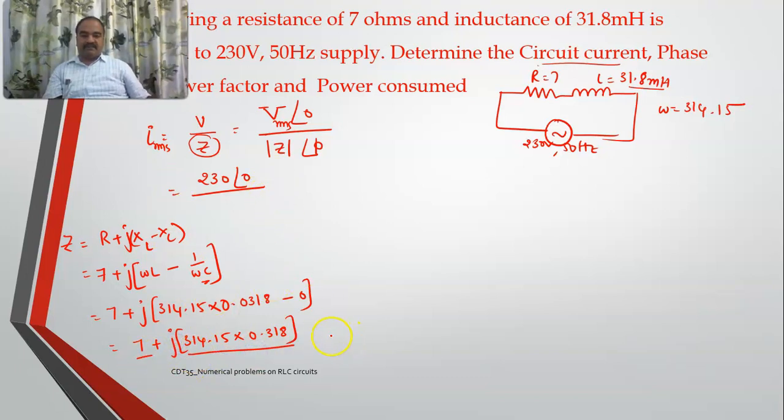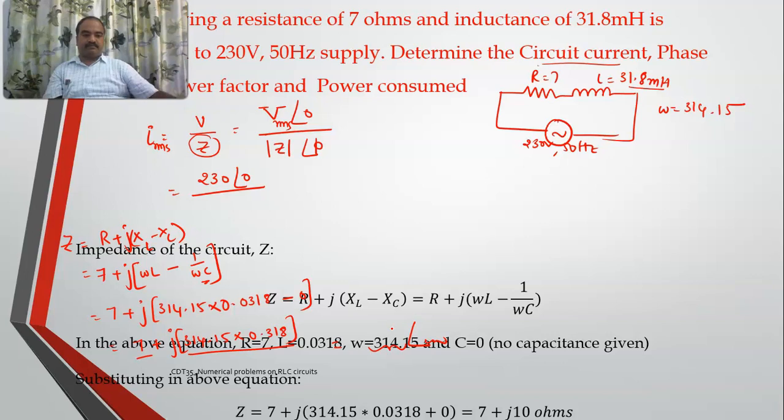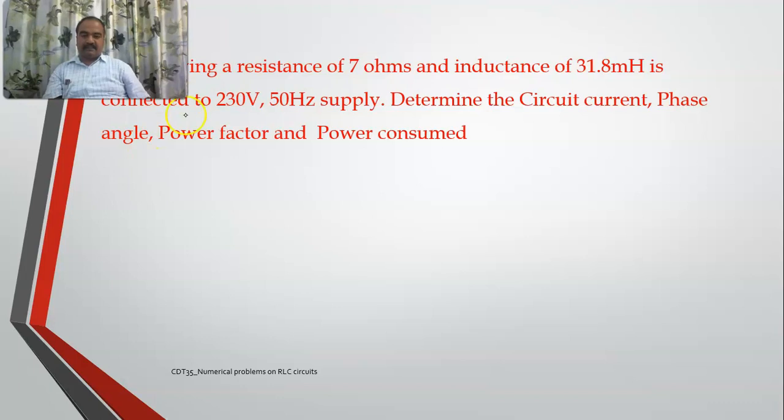Once you do have this, it is in rectangular form, you can convert it into polar form. Now I have done the calculations for you. So this is j 314.15 into 0.0318 plus 0. So I'll get 7 plus j10. Now this is Z equal to 7 plus j10. You can convert it into polar form with the help of your calculator, you can do it very quickly.